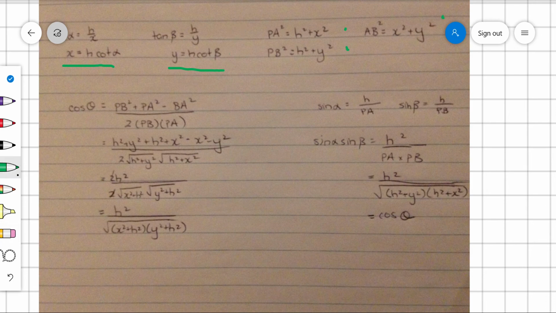So the second part says use Pythagoras and cosine rule to show that cos theta. Now where's theta? We're given PBA, and we're given that this angle here is theta. So it's this triangle on top almost. If we use the cosine rule in this triangle with cos theta, we get this equation here. Cos theta is PB squared plus PA squared minus AB squared on two lots of PB times PA.